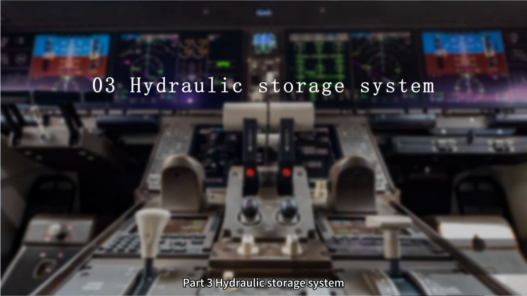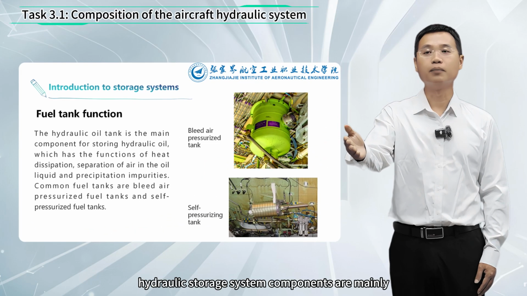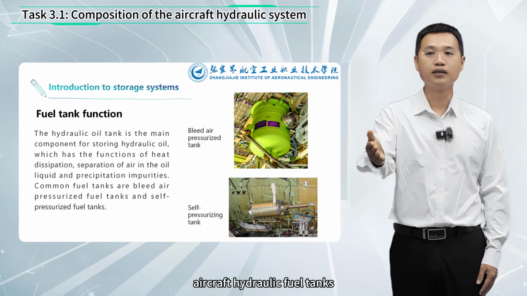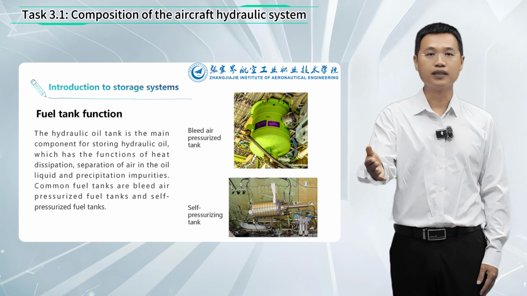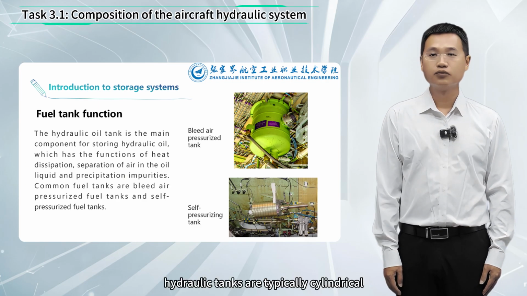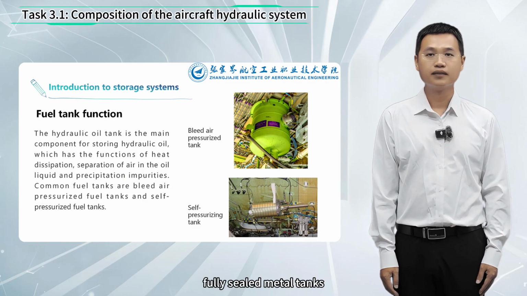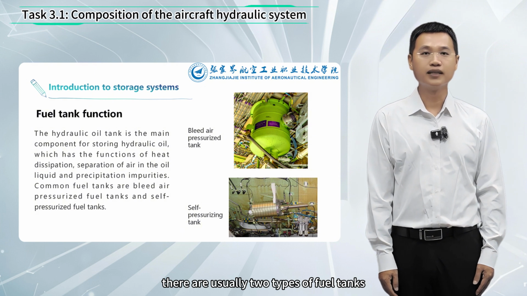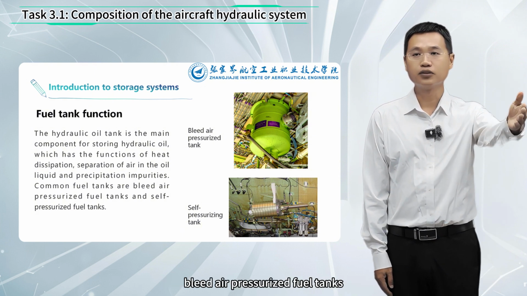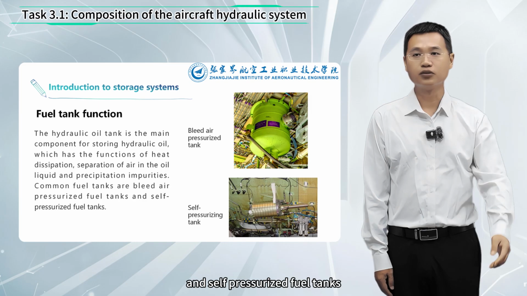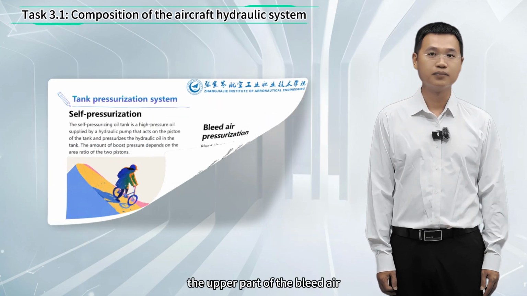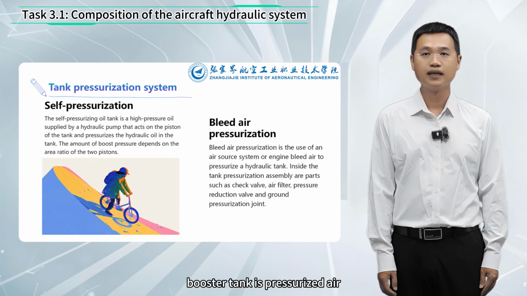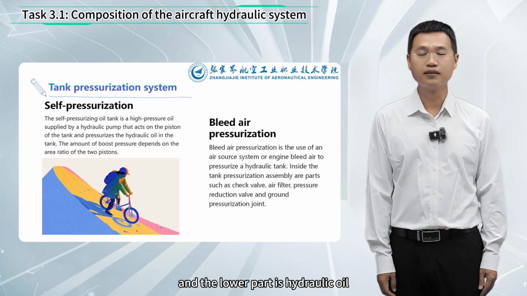Part 3. Hydraulic storage system. Hydraulic storage system components are mainly aircraft hydraulic fuel tanks. Hydraulic tanks are typically cylindrical, fully sealed metal tanks. There are usually 2 types of fuel tanks: bleed air pressurized fuel tanks and self-pressurized fuel tanks. The upper part of the bleed air booster tank is pressurized air, and the lower part is hydraulic oil.